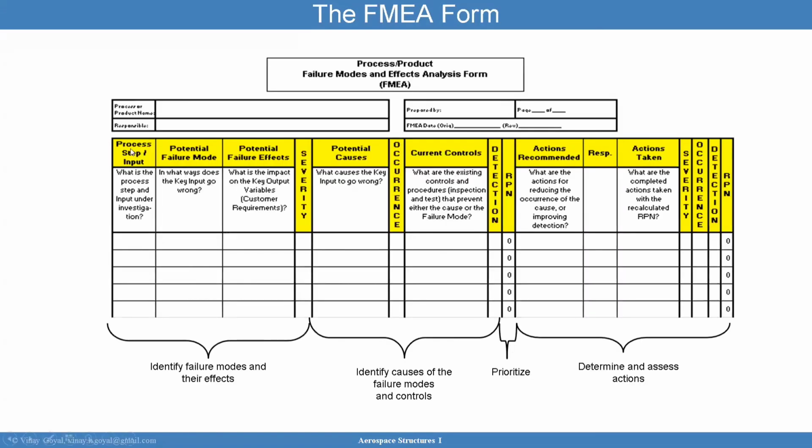Here's an example of what an FMEA table could look like. I'm not going to say that this is the way it looks for everybody. Every company is going to have a different type of table. But the important aspect is that you're going to identify the failure modes in these columns, basically the ways you could go wrong. Then you identify the causes of the failure modes and the controls in these two columns, and then you go into the prioritization to look at severity, occurrence, and detection, the RPN number that Ignacio talked about, and then determine and assess actions. That goes here. So that's a top level view. Ignacio, anything on this?